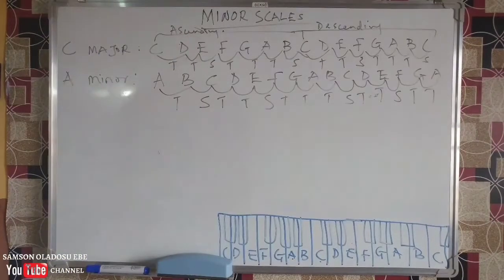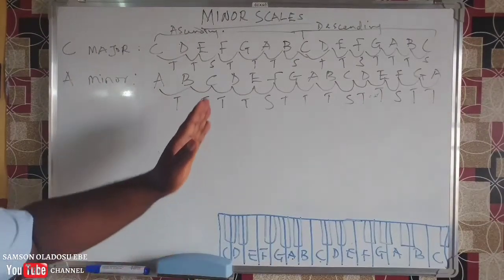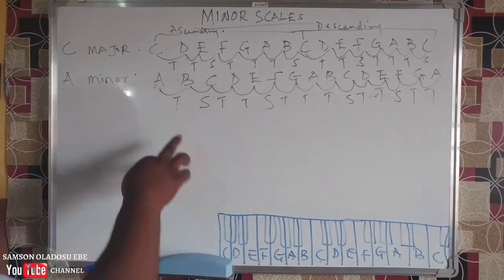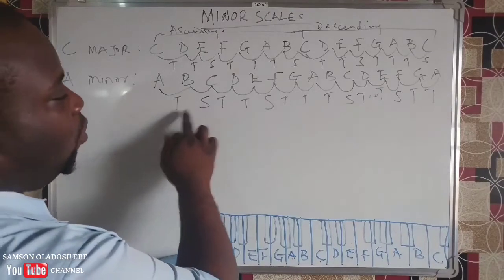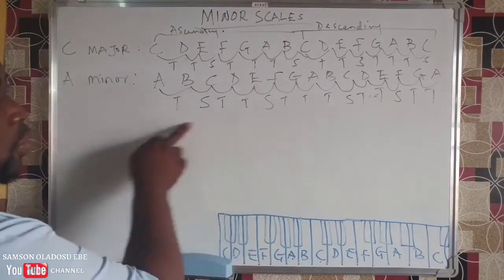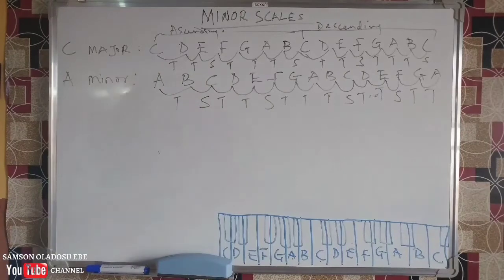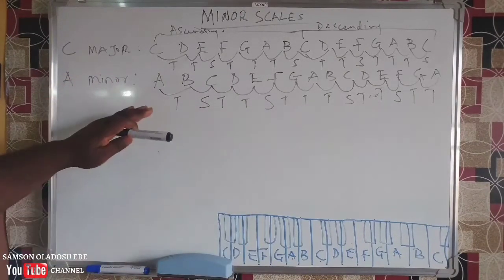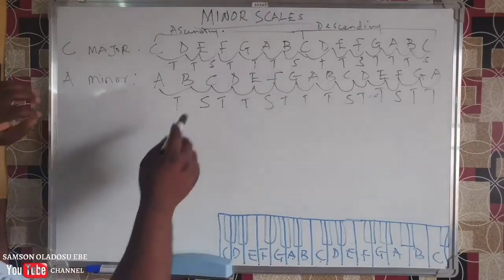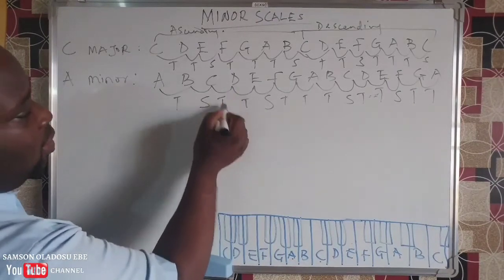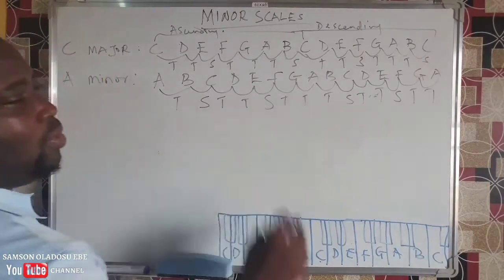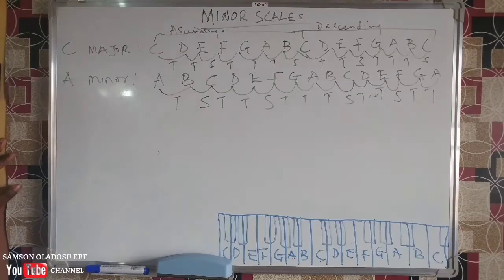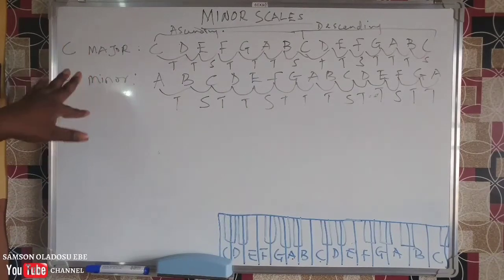Alright. Okay, so if you look at it critically, you see that they all almost look alike, because the minor scale also has 5 tones and 2 semitones. But where it begins from is what differs between a minor and a major. Look at it here. From C, you get tone, tone, semitone, tone, tone, tone, semitone. Okay? That's that. So this is how to get it.